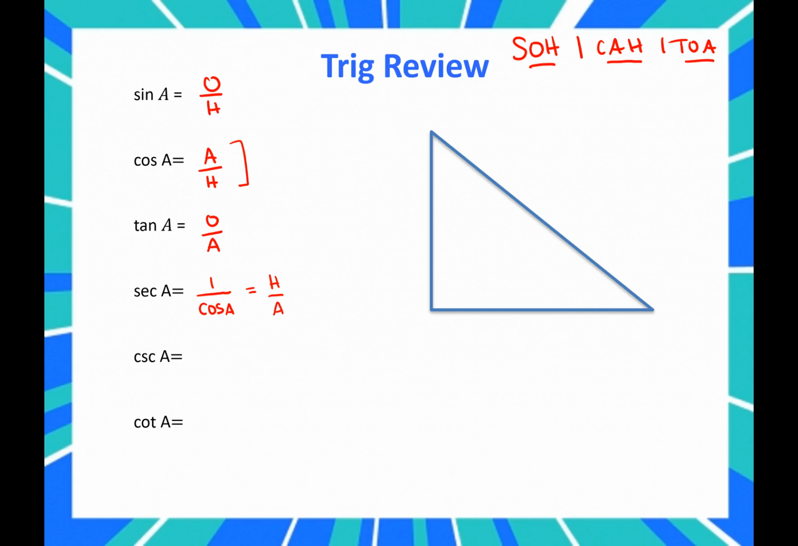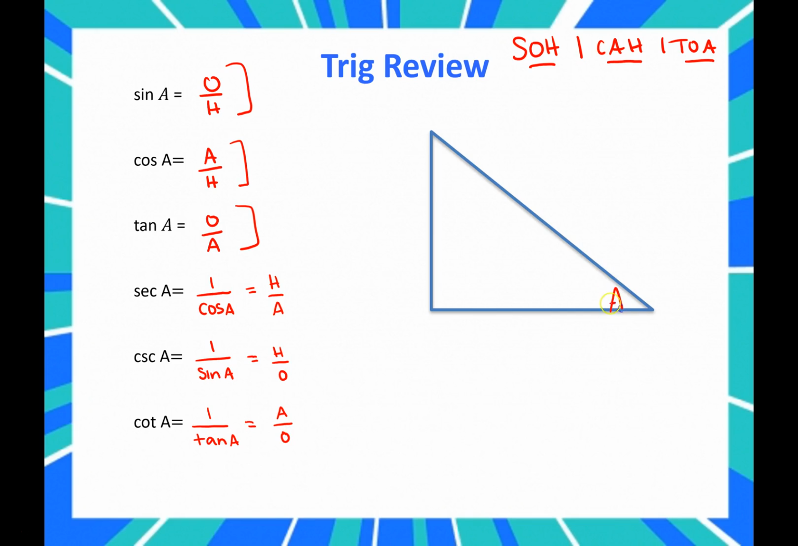Now, cosecant is going to be the reciprocal of sine. Again, they try to make it hard for you. Notice how the c and the s do not match. So I can go up to sine and do the reciprocal of that, which is h over o. And lastly, cotangent is the only one that actually makes sense. Cotangent is going to be 1 over tangent of a, the reciprocal of this, which is a over o.